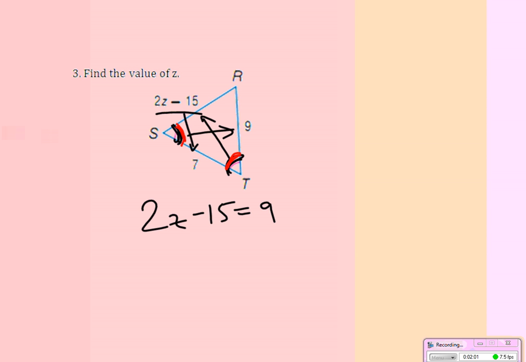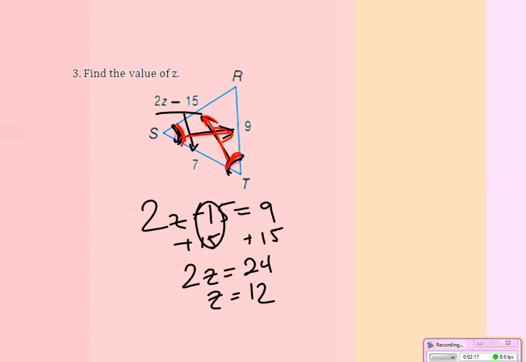So I've got to look here, go across, go across. That's the relationship right there. So a little algebra, add 15, zeros out, 2z equals 24, so z should equal 12.